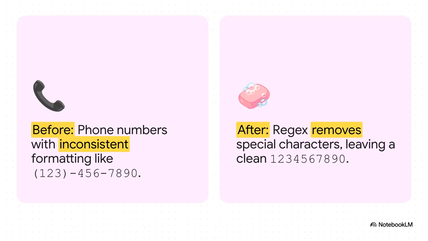A perfect example? Phone numbers. They come in with parentheses, dashes, all sorts of junk. But with one little line of regex, we can tell the computer, hey, find anything that isn't a digit and just remove it. And just like that, every phone number is clean and uniform.